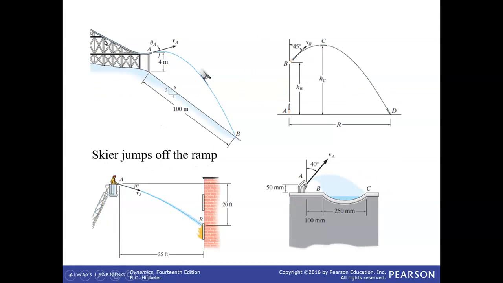A skier jumps off the ramp. This ramp has been designed such that the skier jumps off at some velocity and some angle. It's very important to consider the projectile calculation here, because we want to make sure that the skier lands safely at point B. For that, depending on the distance where we want the skier to land, we can back calculate and design the ramp for the skier jump.